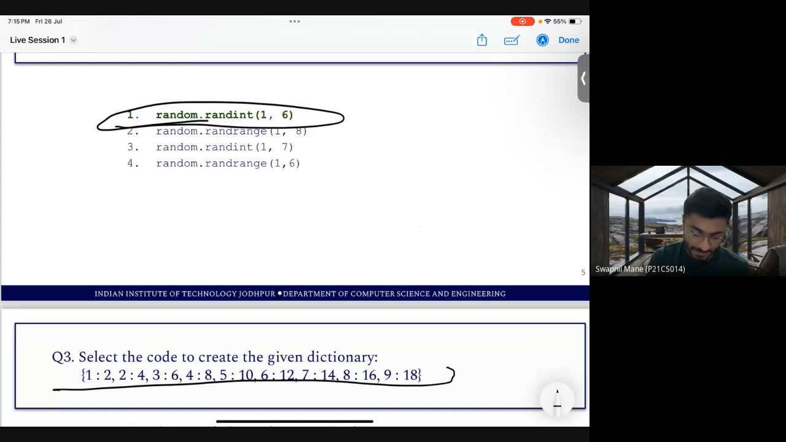You can see here the keys are 1, 2, 3, 4, 5, and the values are 2, 4, 6, 8, 10. Other than Gautami, does anyone want to say the answer? What could be the answer to this question 3?